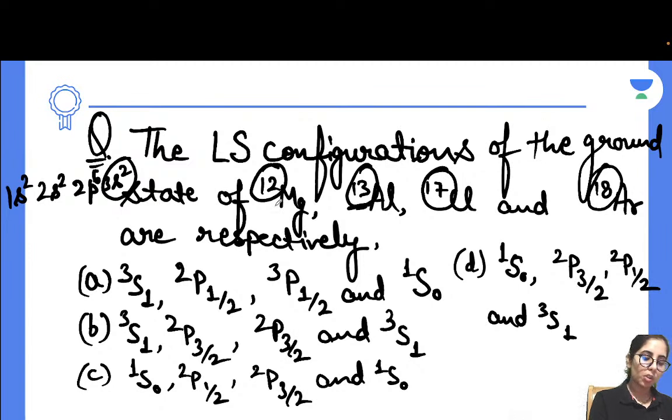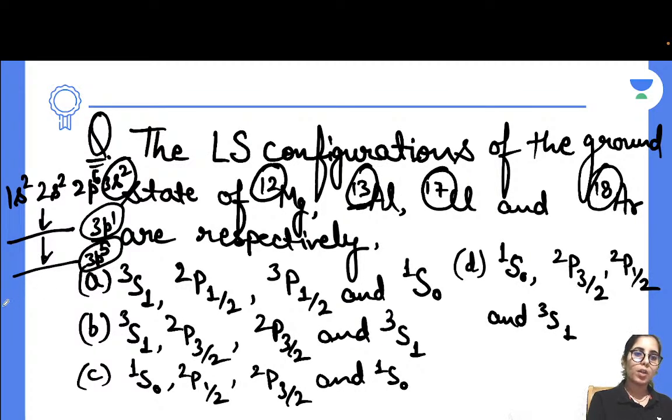But if I talk about 13, I will just have to write all these and then the last one as 3p1. It's not completely filled. In the next case, for 17, I'll have the last term as 3p5, the first ones all, and then one extra term, right? For 18, I'll again have 3p6 at the end. So this is completely filled.